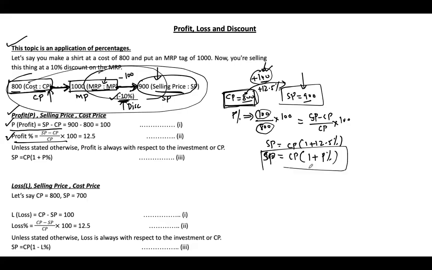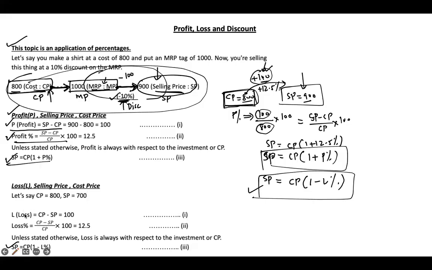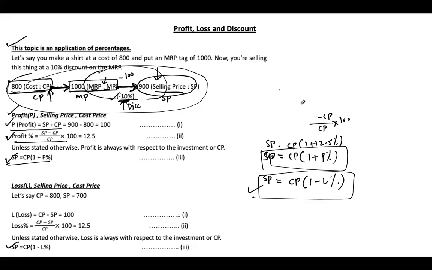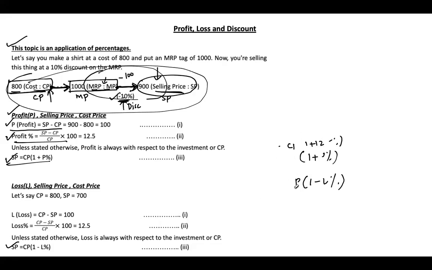Similarly, if there was a loss, then I could have written selling price is equal to cost price into 1 minus loss percentage. Let's assume a scenario for loss. So profit is with respect to, and loss is with respect to, cost price. Always with respect to cost price, unless it is stated somewhere.